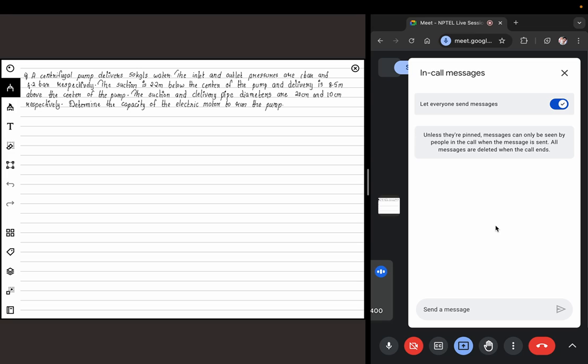So how do you determine the capacity of the electric motor? That comes from the work done. Again, you start with the steady energy equation, and from there you need to find the work done. So what is the given information? We know the mass flow rate. Inlet and outlet pressures are already given. If you consider the reference as the center of the pump, C1 is minus 2.2 and C2 is 8.5.